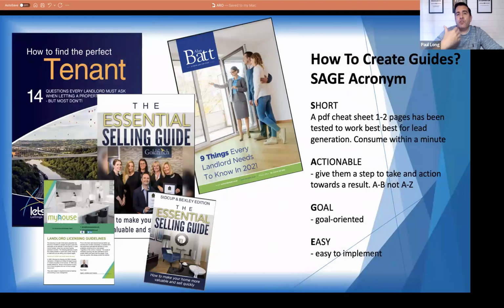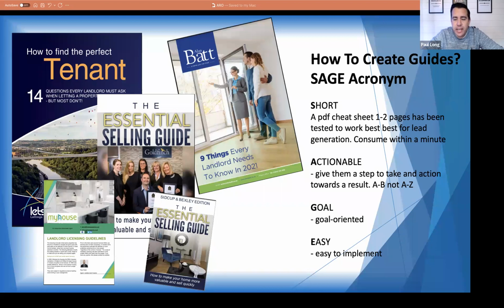So if you want to create your own guides or checklists, write this down. This will help you. This is something we teach on our training program, but also how we build our guides for anyone that we work with. We use something called the SAGE acronym. And the SAGE acronym stands for SAGE, S for short.